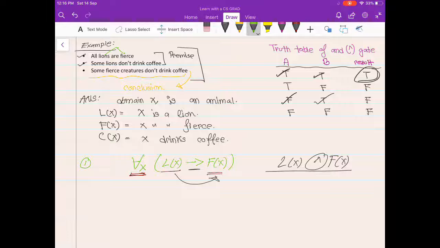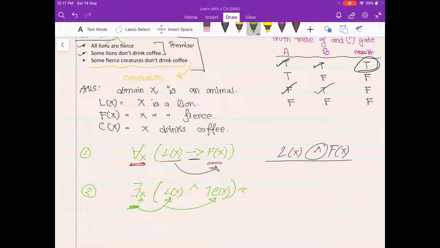So let's move on to the second one. Some lions don't drink coffee. By looking at the first word, some, we understand we have to use the existential quantifier and write the domain x, so animals. So some lions don't drink coffee. So let's put lions here, L(x), and drink coffee, not C(x). This means that there exists some animal who is a lion and that lion doesn't drink coffee. So this is pretty straightforward. This is like an English statement, and you understand that some animals are lions and they don't drink coffee.